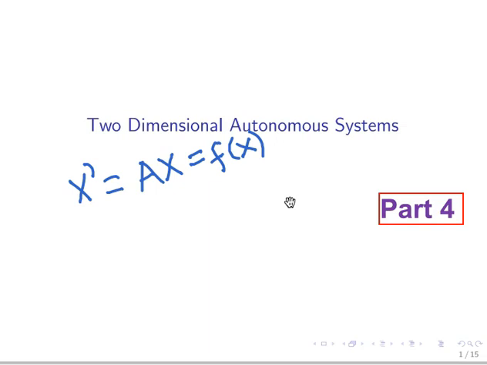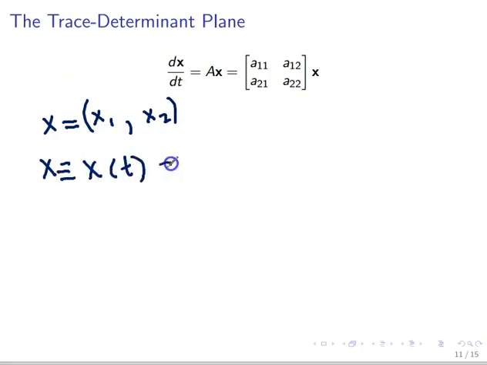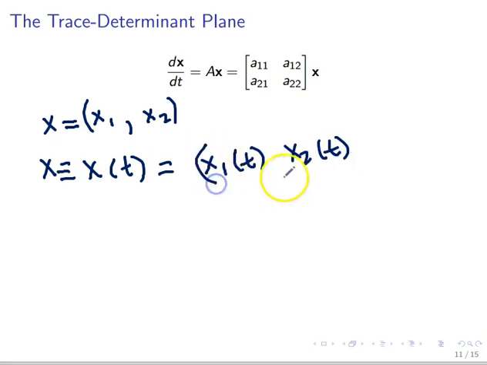Welcome to part 4 of two-dimensional autonomous systems. So we are considering this system in which the state variable has entries x1 and x2. These are functions of time. So really we have x as a function of time, x of t, and this means that we have x1 of t, x2 of t, x1 at time t and x2 at time t.